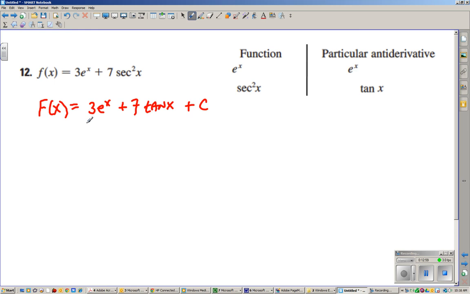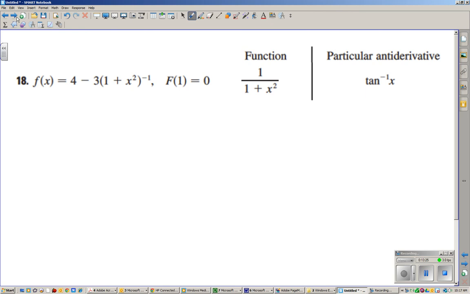In order to check it, go term by term and take the derivative. The derivative of 3e to the x, yep, indeed, that's 3e to the x. The derivative of 7 tan x would be 7 sec squared x, and the derivative of any constant would be 0. So we've done it and we've checked it. Let's take a look at yet another example.